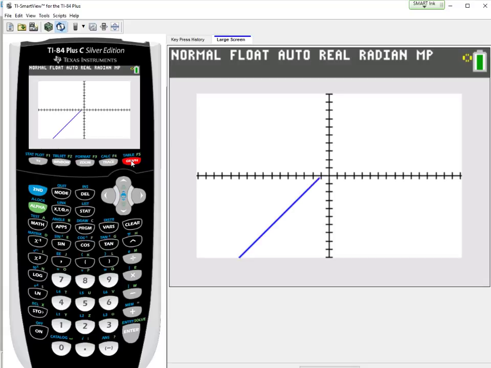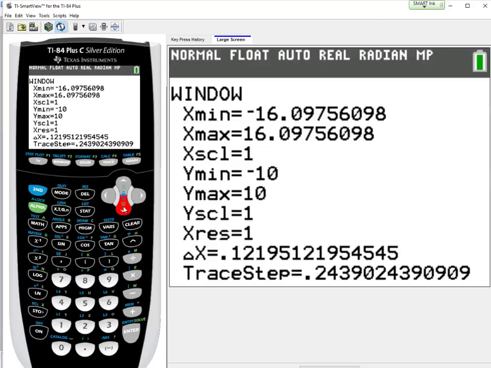Here's going to be one function. Our quadratic should come in second. And then hopefully we can see the last piece. There it is. Let me change my window. I want more of the top one. Window, Y max, let's go to 20. Let's change that scale to 2. That way it looks the same, but it's a little bit higher.